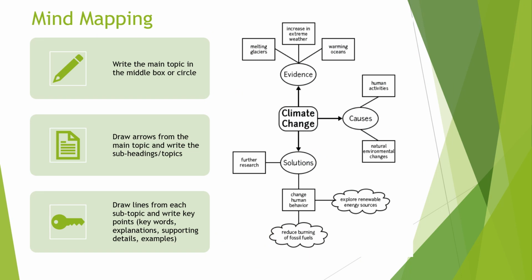The third method is mind mapping. This is where you write the main topic in the middle box or circle, then draw arrows from the main topic and write the subheadings or topics. You can draw lines from each subtopic and write key points like keywords, explanations, supporting details, and examples. And right here they have an example where the main topic was climate change, and then they have arrows to different topics like evidence, causes, and solutions, so you're kind of just building off of each of those main topics.